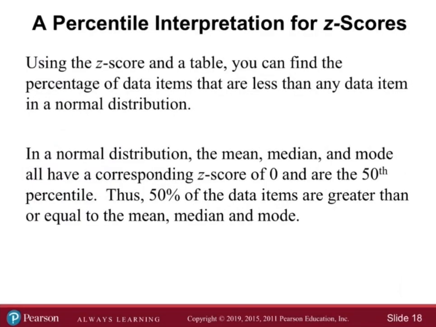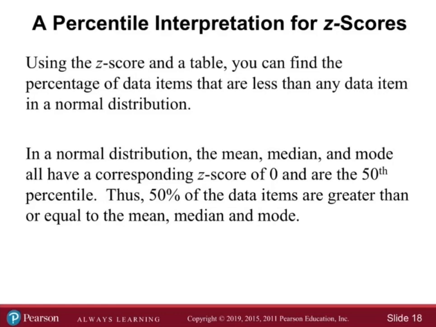Not too terrible. But using z-scores in a table, you can find the percentage of data items that are less than any data item in a normal distribution. In a normal distribution, the mean, median, and mode all have a corresponding z-score of 0 and are the 50th percentile. Thus, 50% of the data items are greater than or equal to the average, median, and the mode.